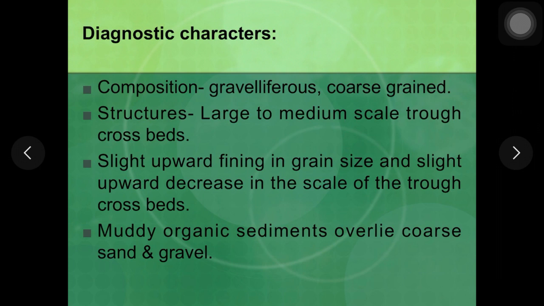So to see the diagnostic characters of confined valley fill deposits, obviously these are gravelliferous consisting of coarse material, and the sedimentary structures are large to small scale or medium scale trough cross bedding. Slightly upward fining of grain size is seen, and muddy and organic sediments overlie the coarse sand and gravel.